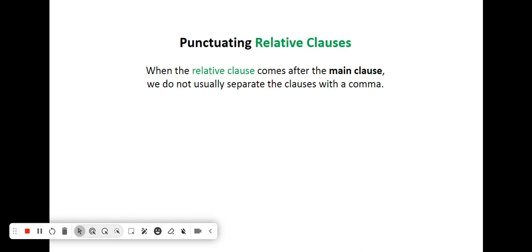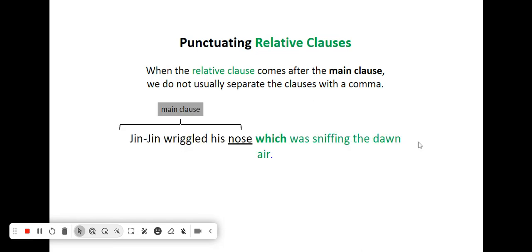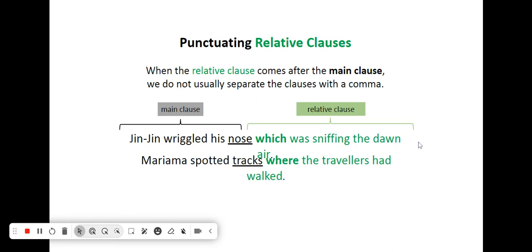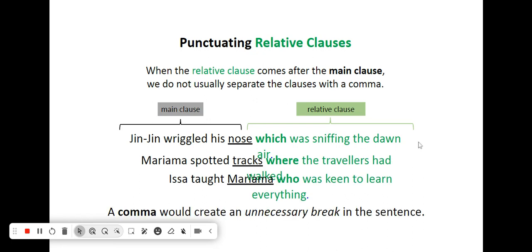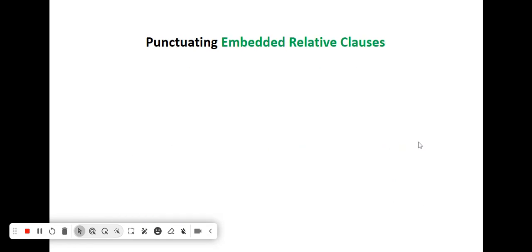So when the relative clause comes after the main clause, we do not usually separate the clause with a comma. As for this one, Jan wriggled his nose, which sniffed the damp air. So we have the main clause at the beginning, and the second comes a relative clause. We don't need a comma for that. So a comma actually is not necessary here.